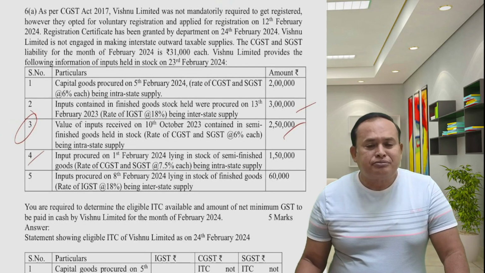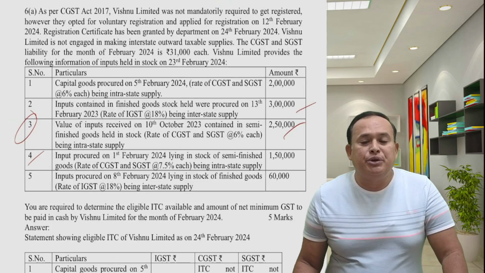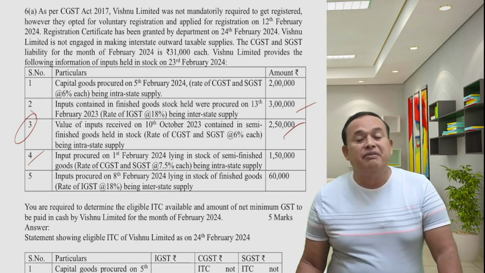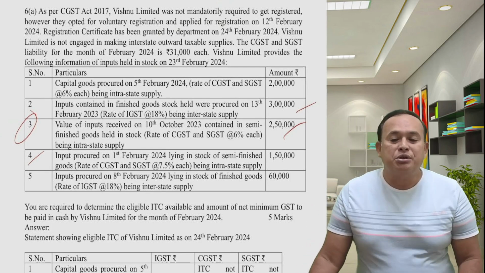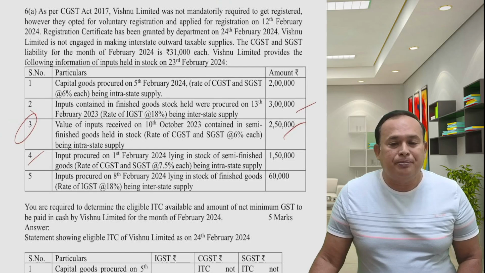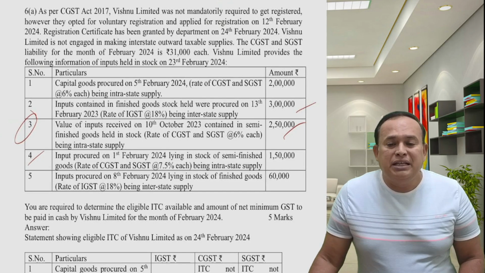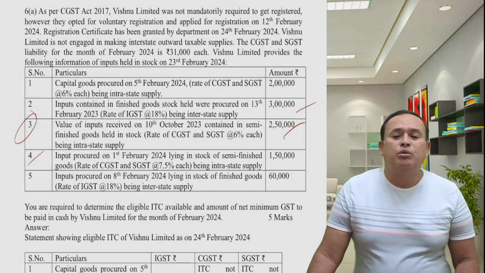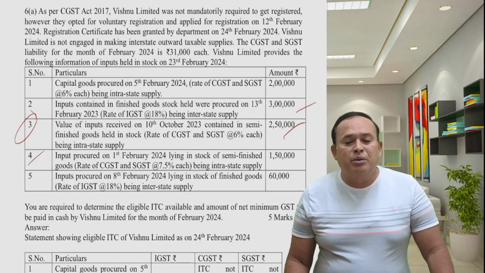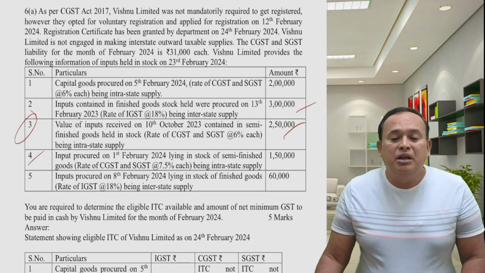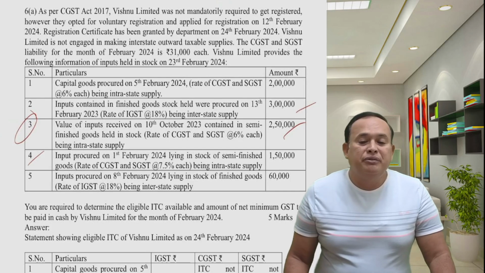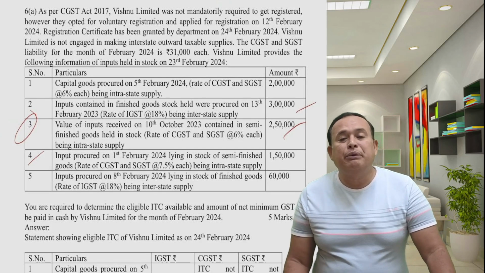Point number 4. Inputs procured on 1st February 2024 lying in stock of semi-finished goods, rate of CGST and SGST 7.5% each, being intrastate supply, total value 1,50,000. Point number 5. Inputs procured on 8th February 2024 lying in the stock of finished goods, rate of IGST 18%, being interstate supply, amount rupees 60,000. You are required to determine the eligible ITC available and the amount of net minimum GST to be paid in cash by Vishnu Limited for the month of February 2024.